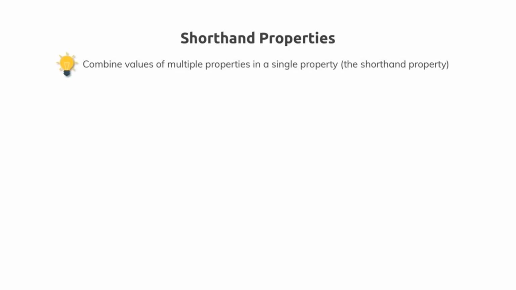Now that we had a look at the box model, we also implicitly got a first glimpse at shorthand properties. To be very precise, we already used shorthand properties since we first started using background. Shorthand properties are simply normal properties that combine the values of multiple other properties in a single property, the so-called shorthand property. Here are some examples.